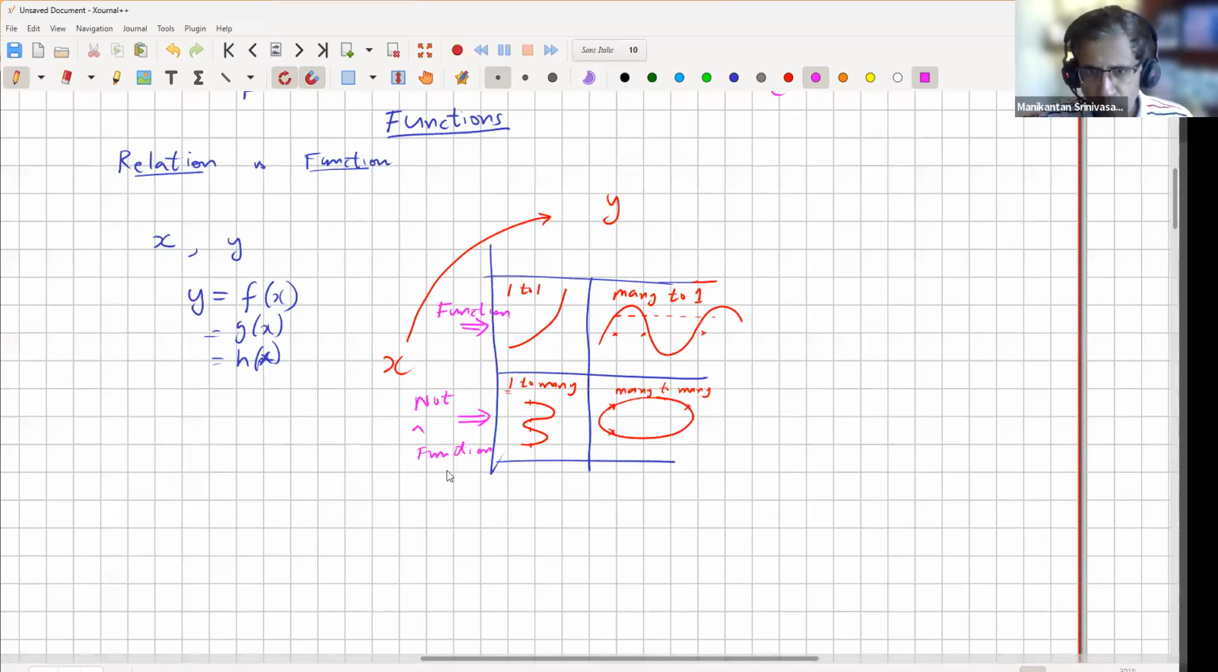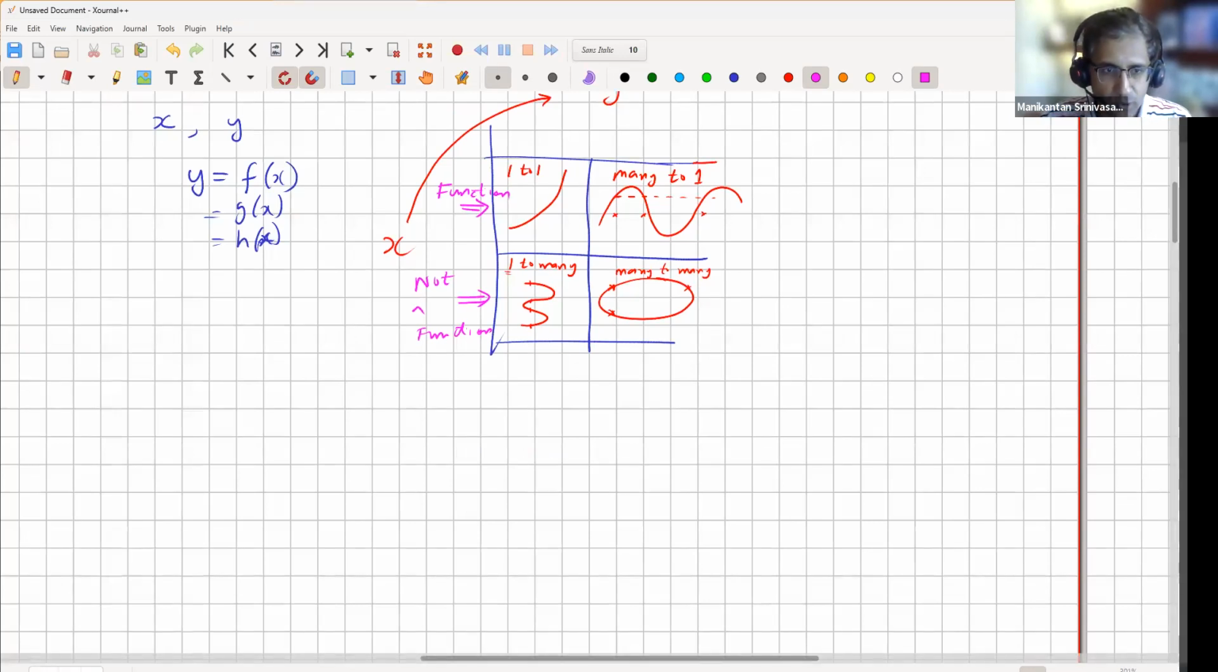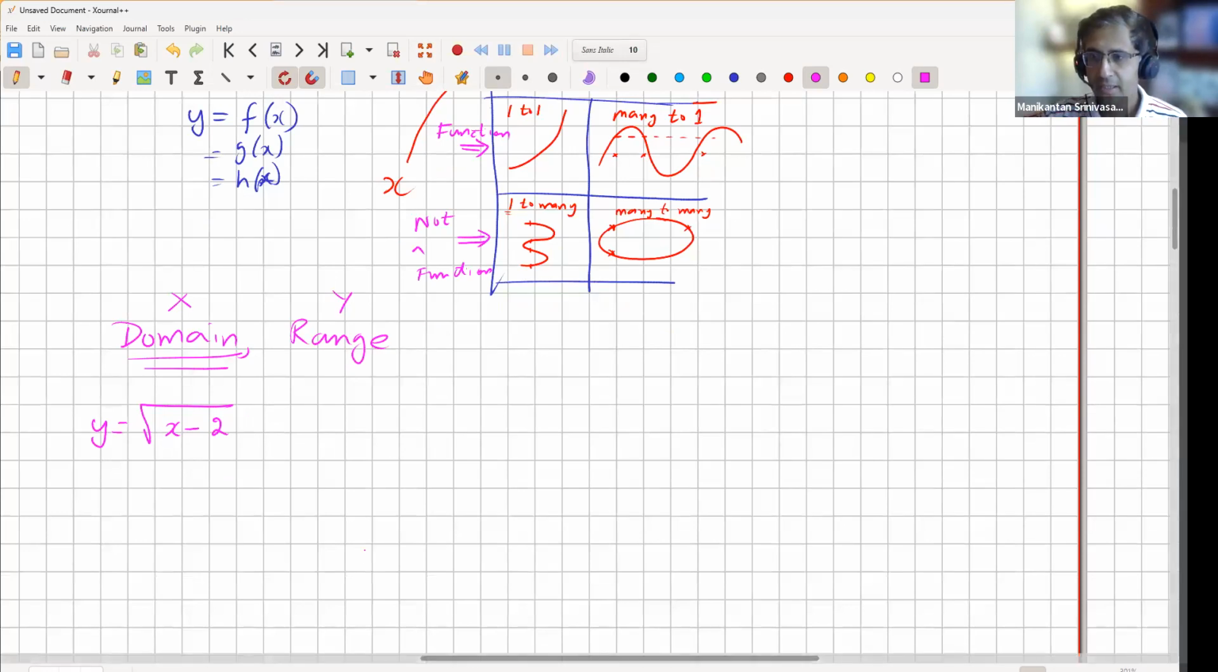Now for any function or relation, it doesn't matter, we talk about two things. One is domain, one is range. Domain is all possible values of X. All possible values of X determine your domain. And then all possible values of Y for those corresponding values of X that are allowed form your range. So it could differ depending on the function. For example, suppose y equals the square root of x minus 2. For us to be able to take a square root, we know that the stuff within the root must be non-negative.